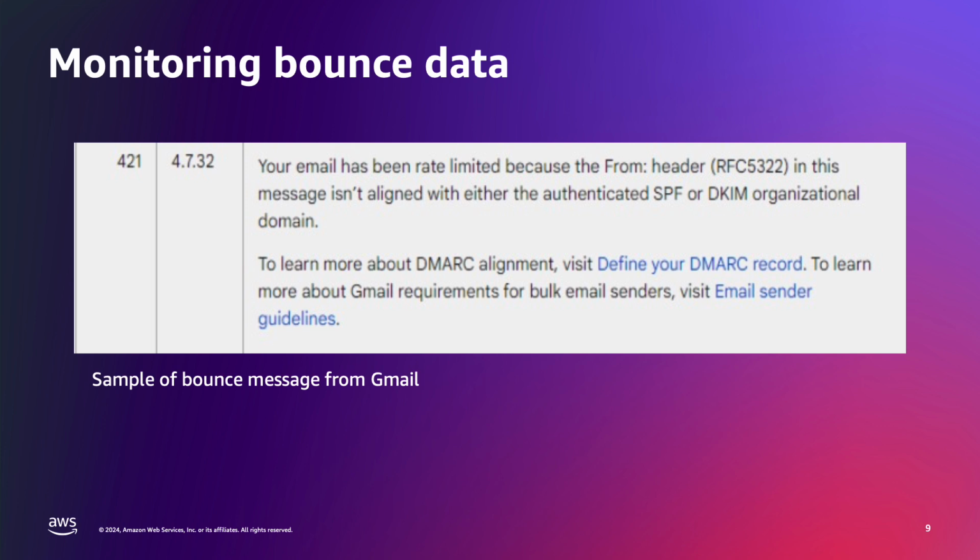You can see in the SMTP response message here, in this case, it's a 421, which means it's a transient error and you can retry your message. If you look into the SMTP response body here, it also indicates the reason for the bounce and then goes a step further by linking to how to solve the issue. In this example, Gmail is saying that they are throttling the messages because there is an alignment issue with SPF and/or DKIM related to the DMARC policy for the domain in the from header for the sender.